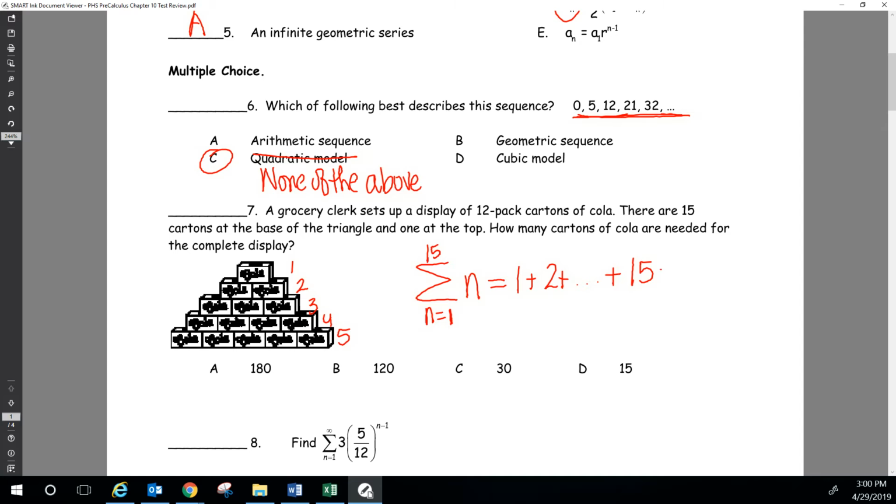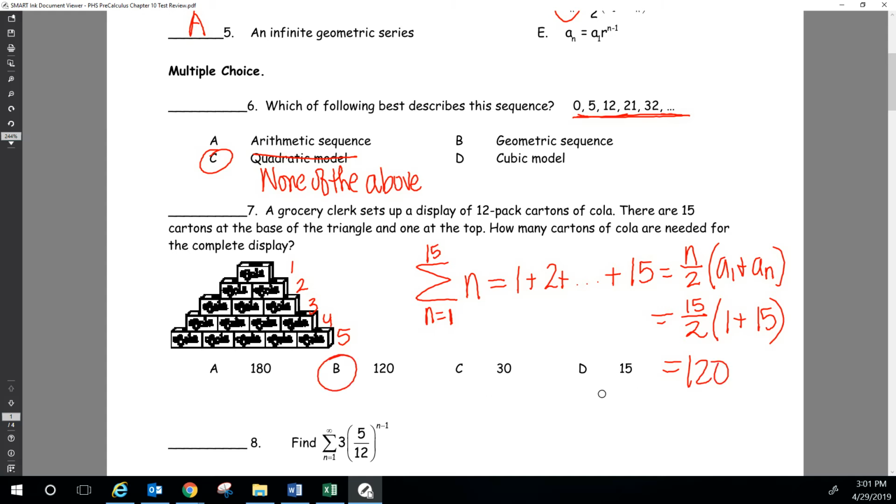And so this is going to be n over 2 times the first term plus the last term. If there are 15 terms, from 1 to 15, that would be 15 over 2, first term is 1, last term is 15. When you multiply that out, you get 120. We know obviously it's not 30 and 15, because there's 15 in the bottom layer, and then there's another 14, and then plus 13 and 12.